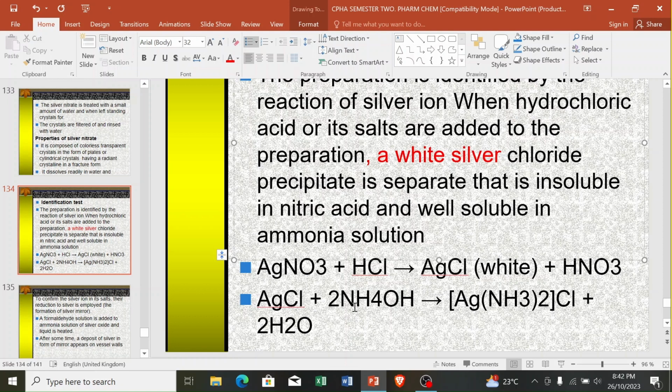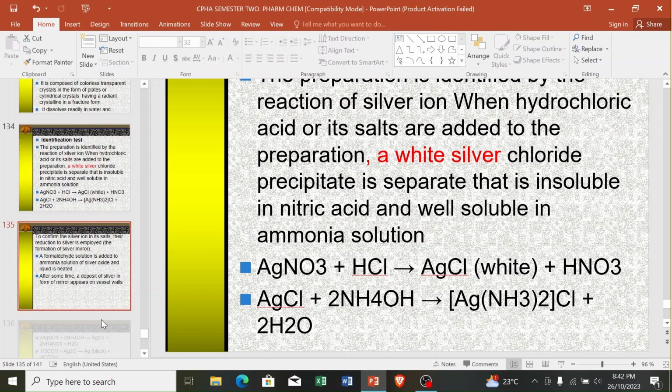But when we sample out the white precipitate and add ammonium hydroxide into the precipitate, we expect this white precipitate to turn to a colorless solution, meaning it completely dissolves in ammonium hydroxide. And this is our equation of reaction showing how it dissolves.